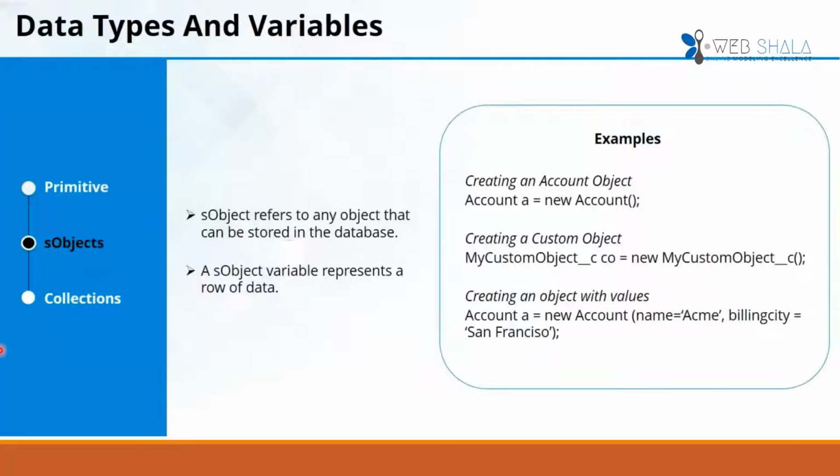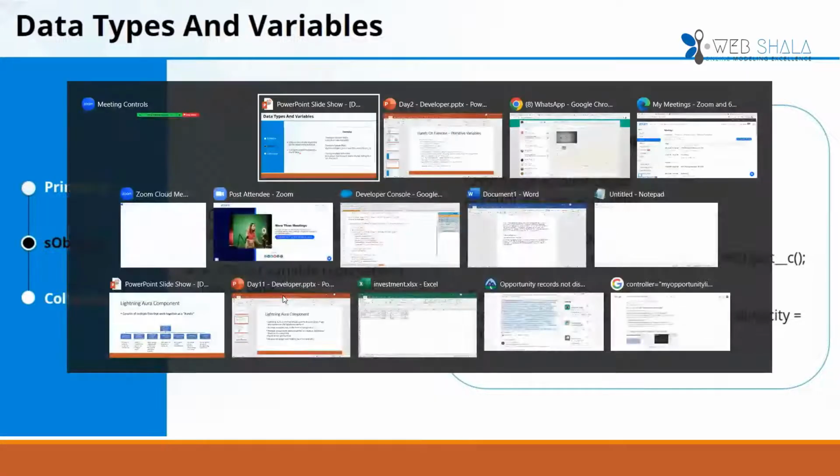Okay. So yesterday we talked about the primitive data type. Today we are talking about the Salesforce objects. So these are account, my custom object. These all are the Salesforce objects. An S object variable represents a row of data. So see, data is always present in a table.